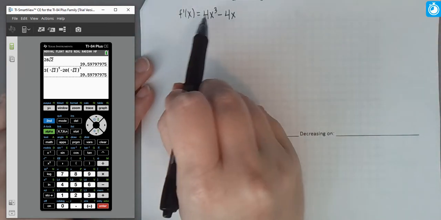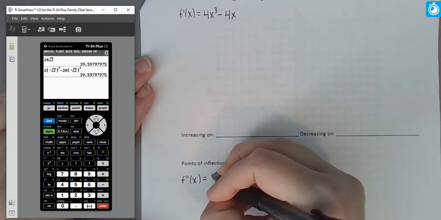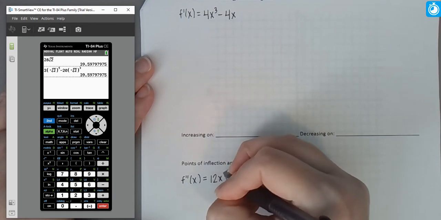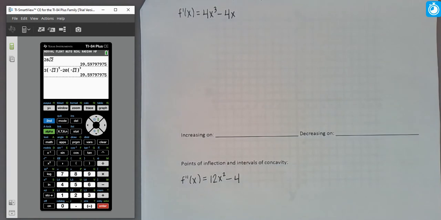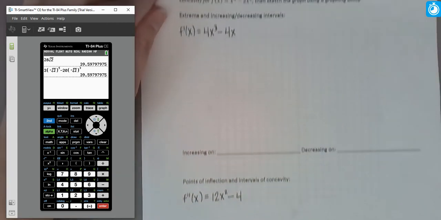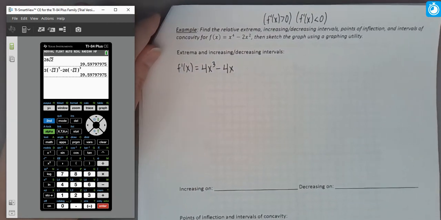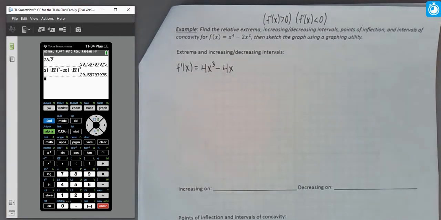Okay, so we're differentiating our first derivative. So that's going to be 12x squared minus 4. Okay, so what does the first derivative tell us? It tells us where we have critical values, and then based on how the sign changes around those critical values, it tells us where our graph is increasing and where our graph is decreasing.